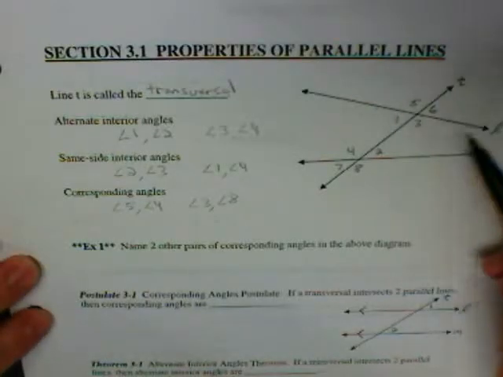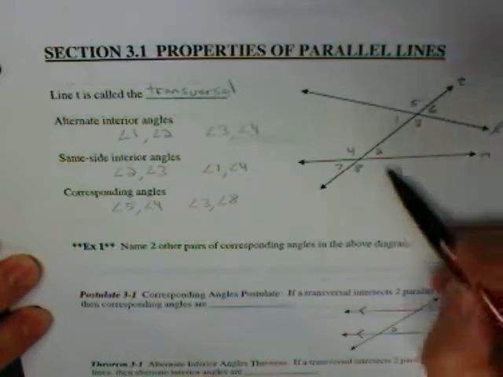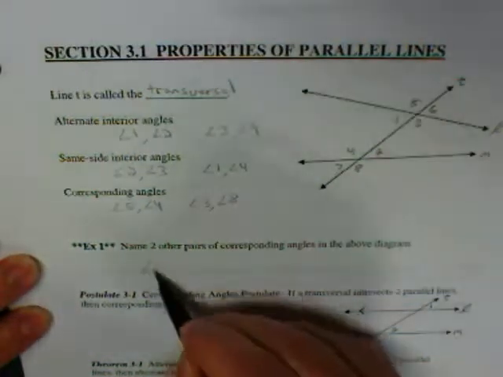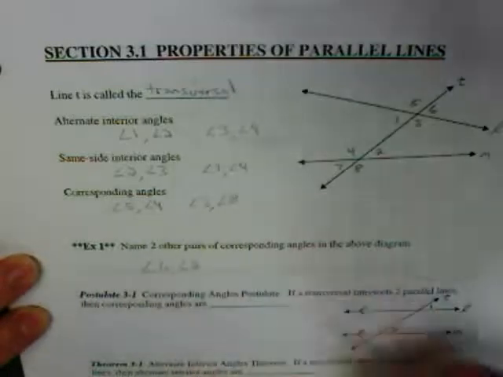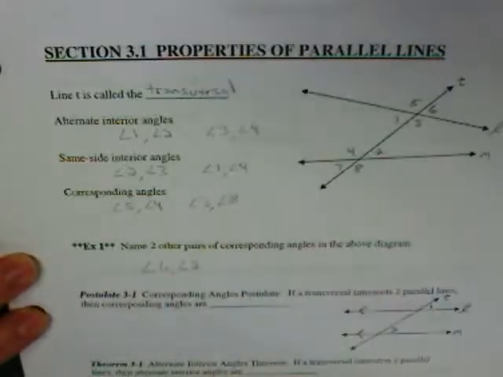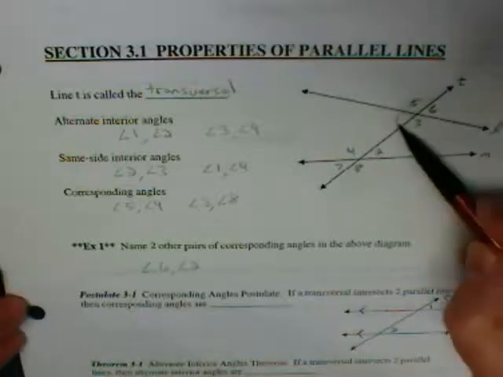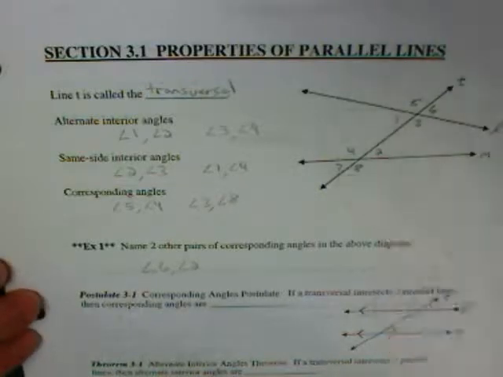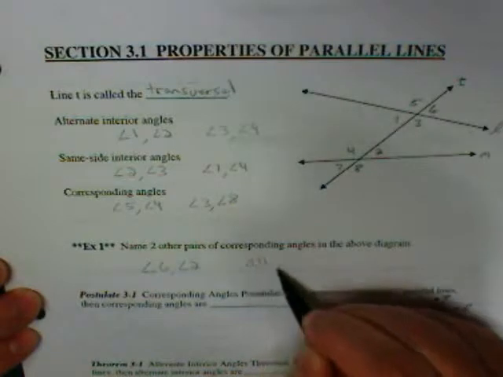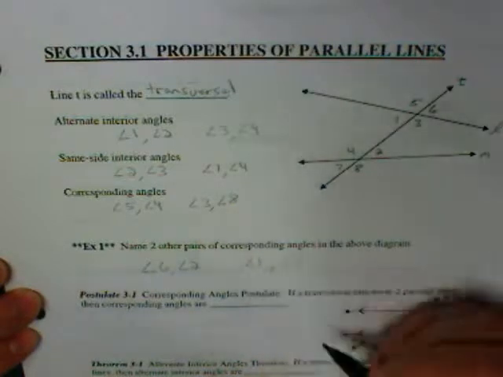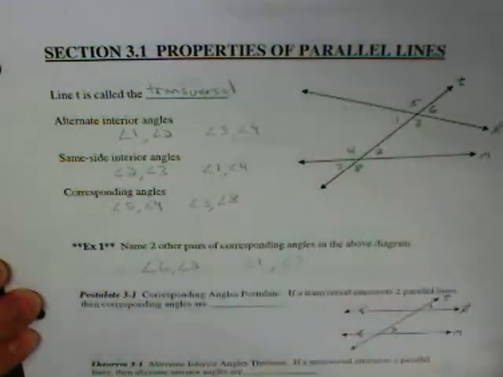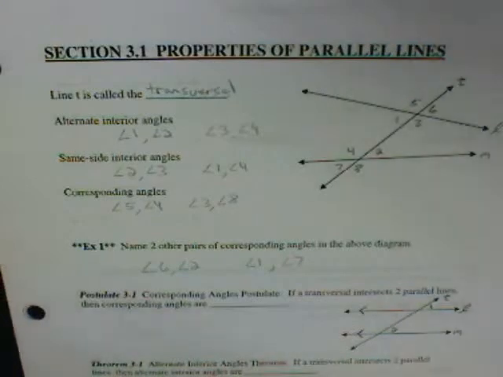Alright, our corresponding angles. We have not dealt with angle 6 yet. Angle 6 is in the upper right, so it's going to match up with angle 2. Angle 6 and angle 2 are a pair of corresponding angles. And the last pair is going to be the two that we have not yet talked about. So that's going to be angle 1 in the bottom left and angle 7 in the bottom left. So there's our 4 pairs of corresponding angles, and that is our answer to example 1.